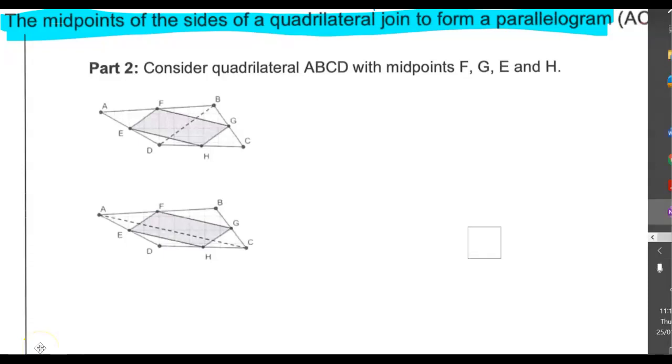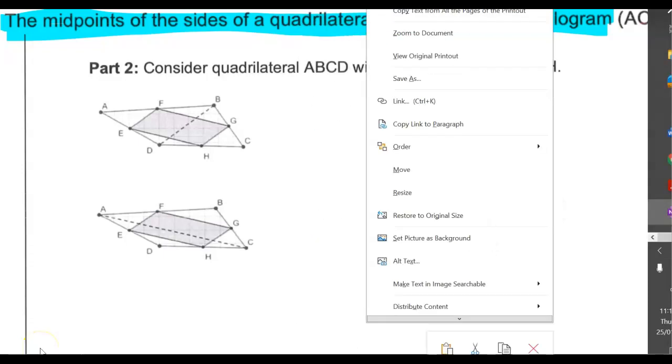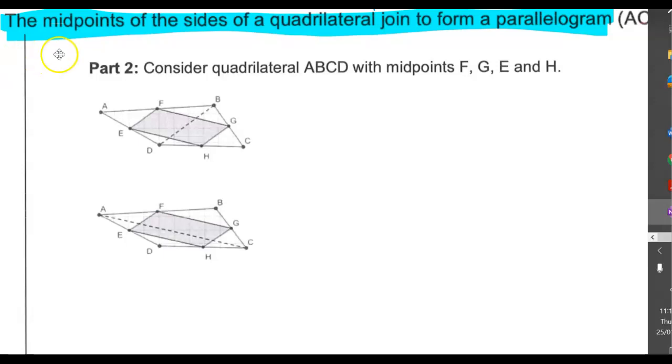Hi, what this video is going to have a look at is the vector solution to the following problem. We want to show that the midpoints of the sides of a quadrilateral join to form a parallelogram. So we're going to have a look at these diagrams down below.